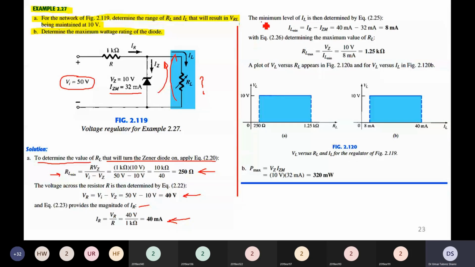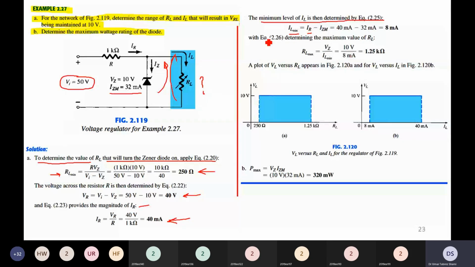Now the minimum level of IL is determined by the equation IL minimum is equal to IR minus IZM. This current IR will not change. It is constant. It is equal to 40 milliampere. But the Zener current can change from minimum current to maximum current, and our maximum current is 32 milliampere as provided in the statement itself. So the minimum load current will be 40 milliampere minus 32 milliampere, which is equal to 8 milliampere flowing through IL.